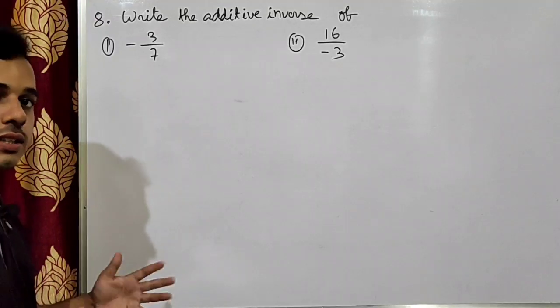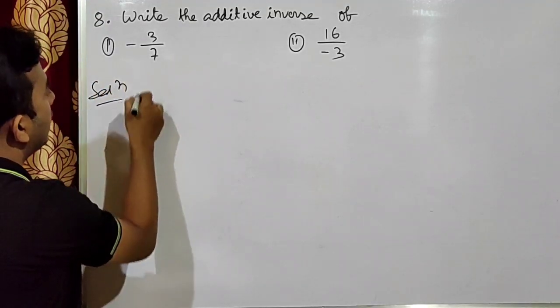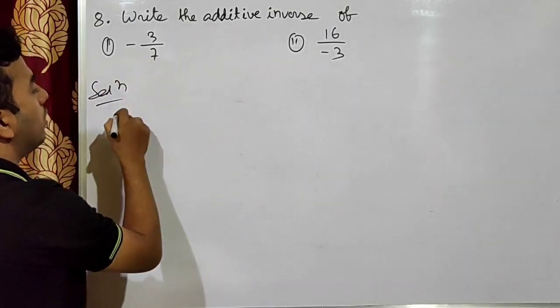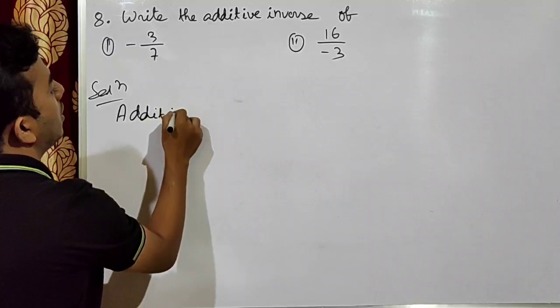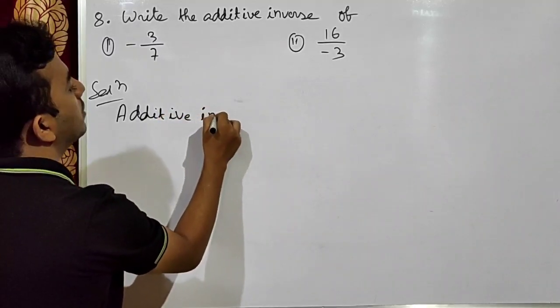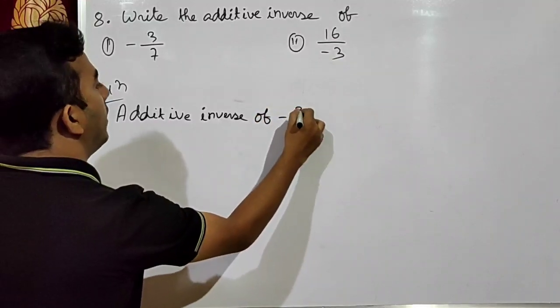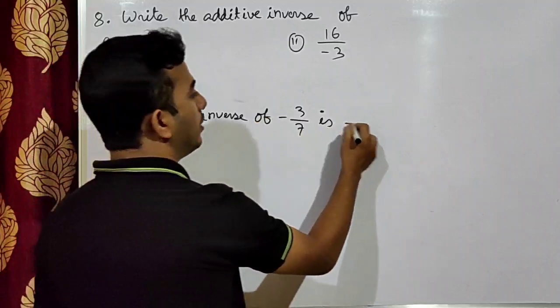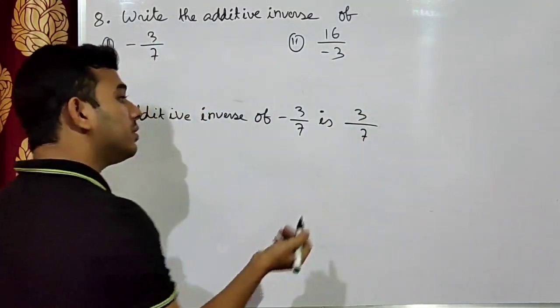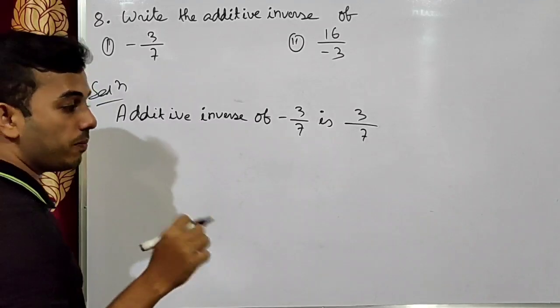So now let's start the solution. Then what is our solution? We will write the additive inverse of minus 3 by 7. What will be its additive inverse? Its additive inverse will be 3 by 7. Let us prove that 3 by 7 is the additive inverse of minus 3 by 7.